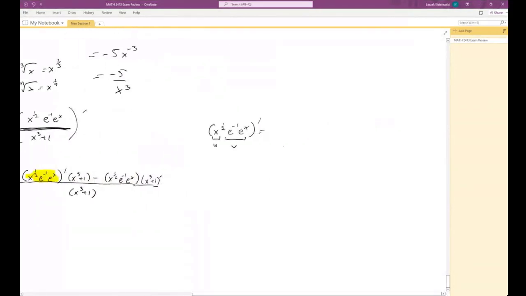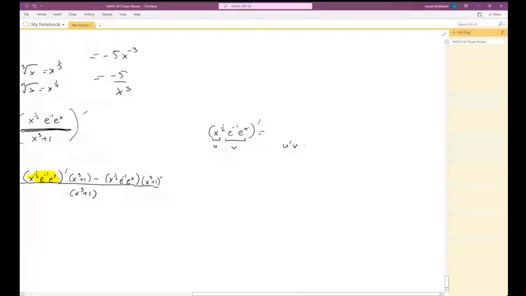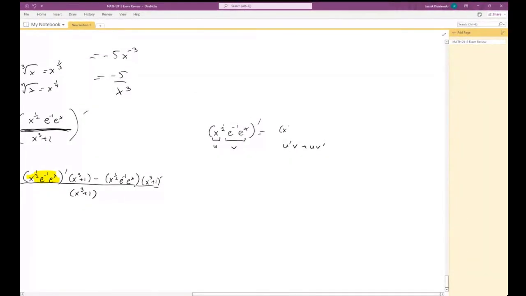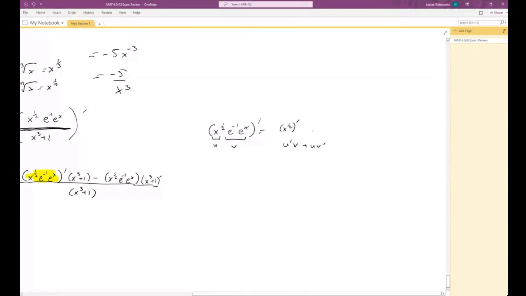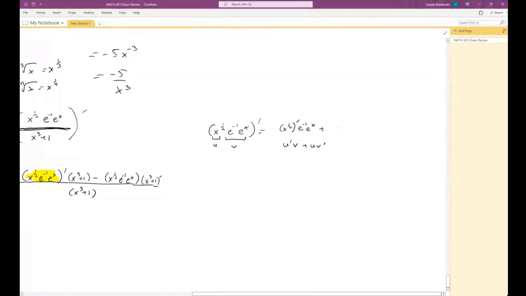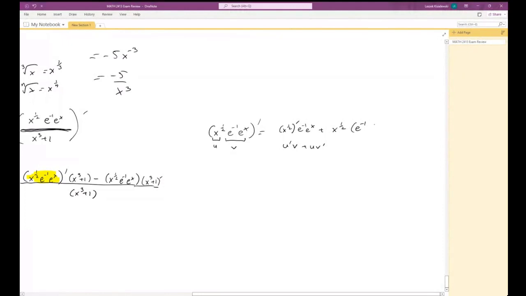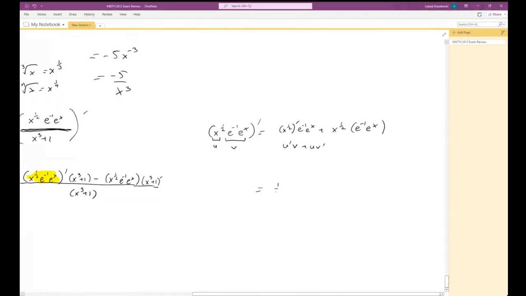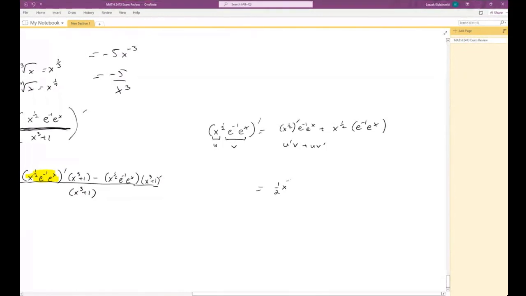I'll come back to that. So it should be U prime V plus U V prime. Okay. So we're going to have x to the half differentiated, and then we leave this second factor alone, plus leave the first factor alone, differentiate the second. Okay, and what's the derivative of x to the half? Well, power rule. So bring down the exponent. Subtract one from the old exponent to get the new one.